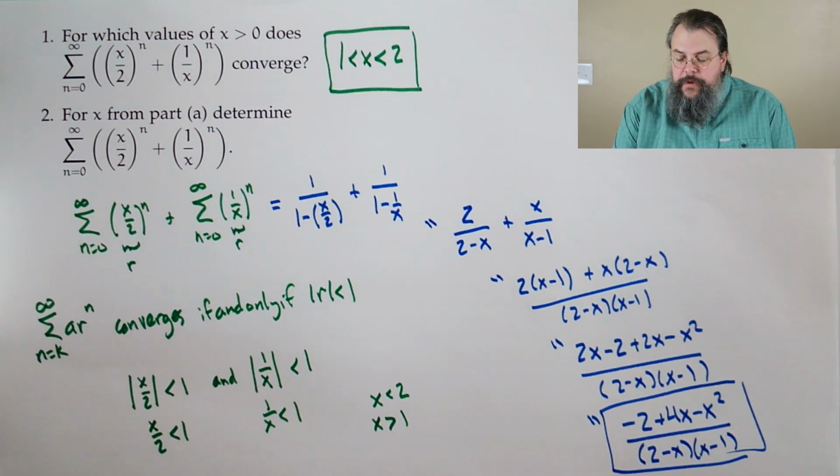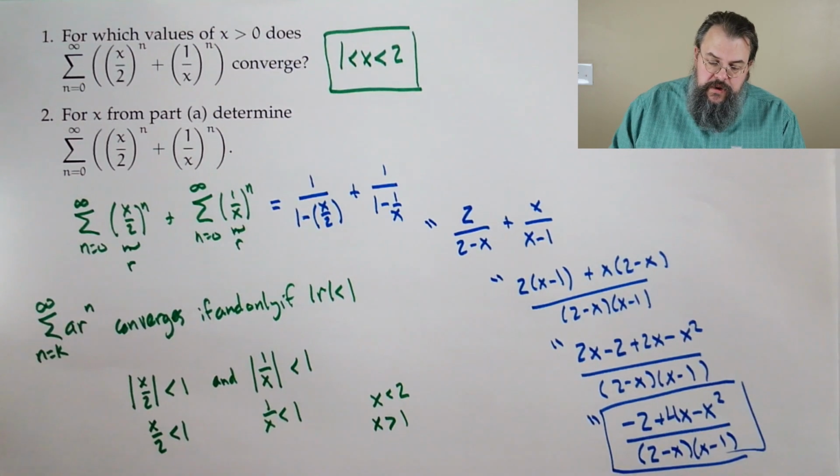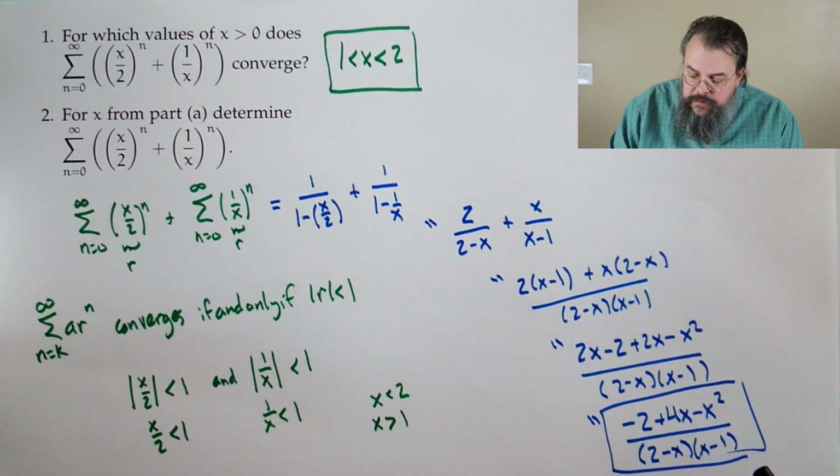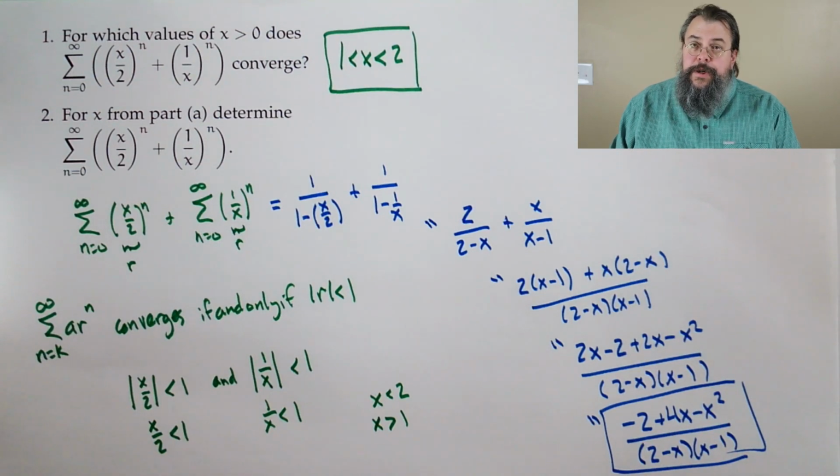Beautiful. So now you give us any number between 1 and 2, and we say, look, that sum becomes that. Exactly that. And we're done.